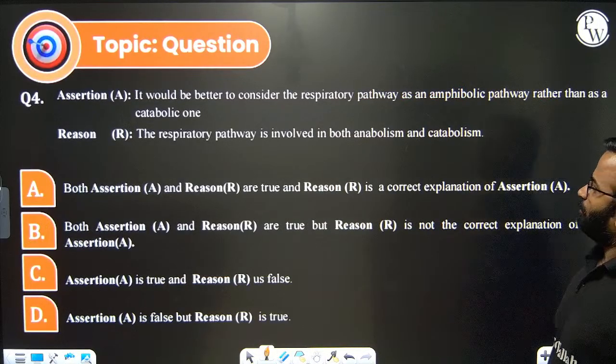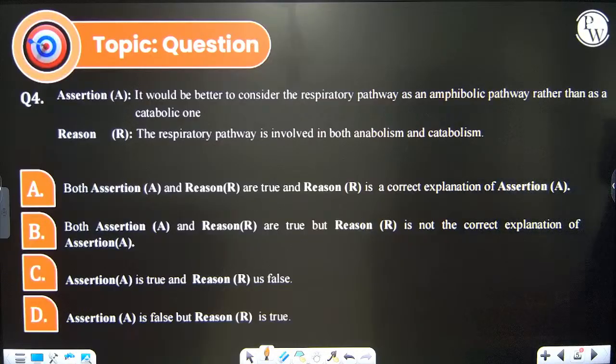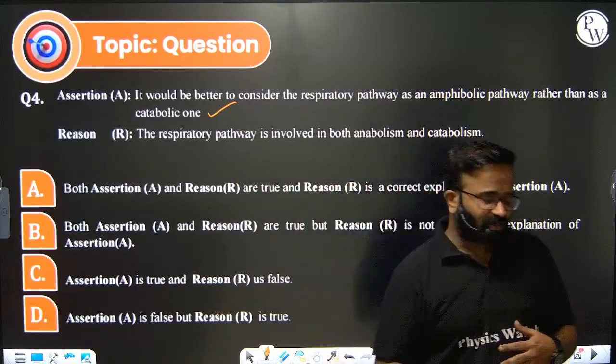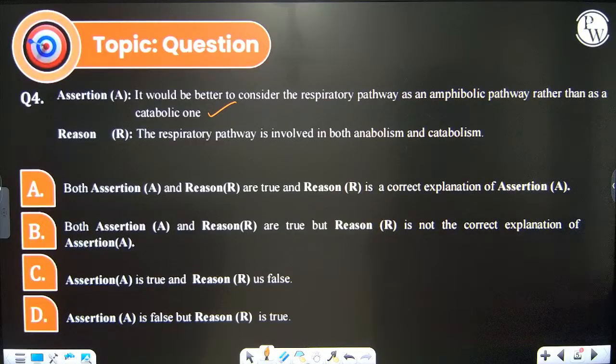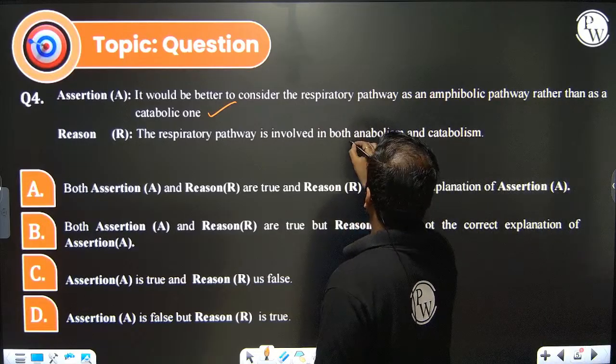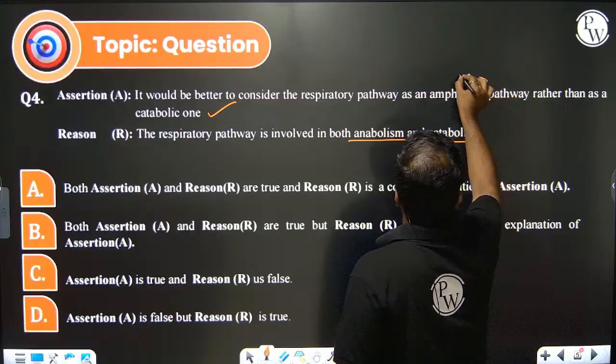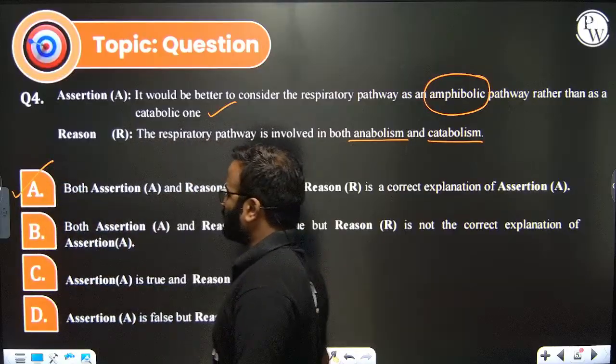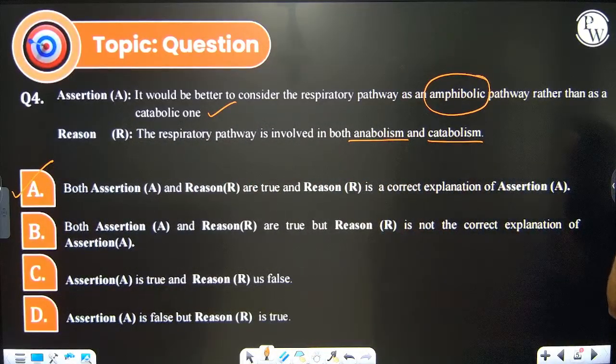Next, it would be better to consider the respiratory pathway as an amphibolic pathway rather than as a catabolic one. Yes, so in respiration, you see both anabolism and catabolism involved. In such cases, calling respiration an amphibolic pathway is the best one, which is true as a statement. The respiratory pathway is involved in both anabolism and catabolism. That's the reason why it is called an amphibolic pathway. So both the statements are true, and it is the right explanation as well.